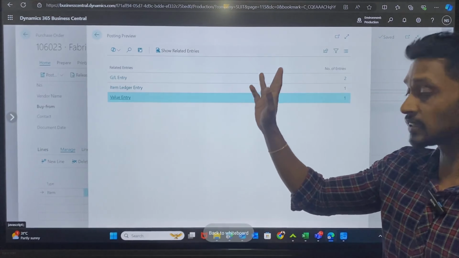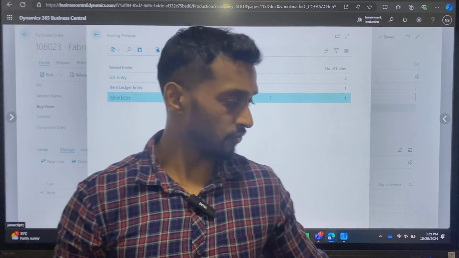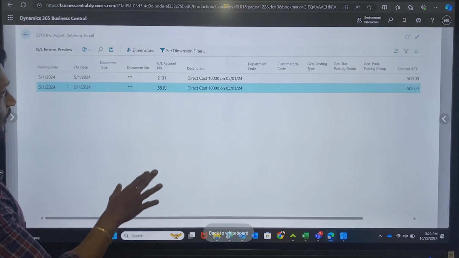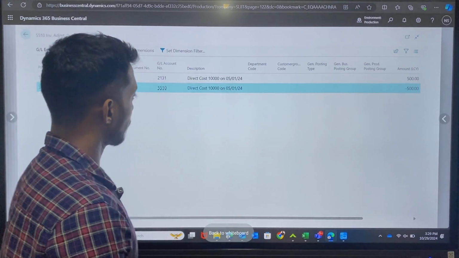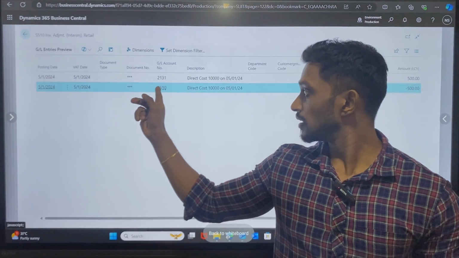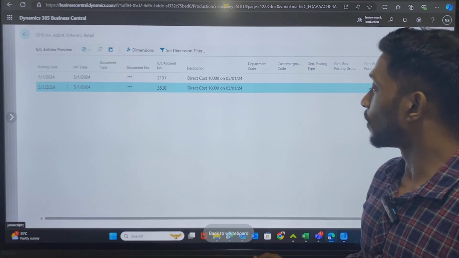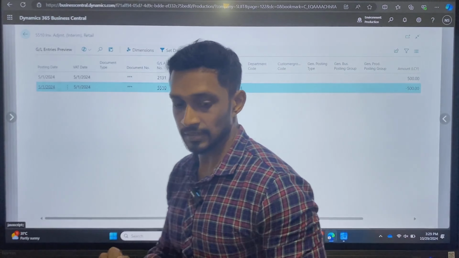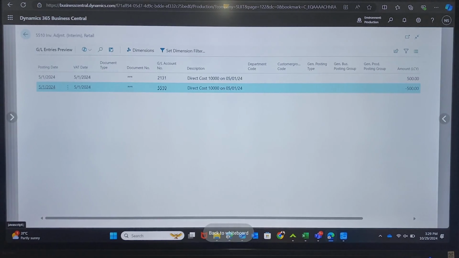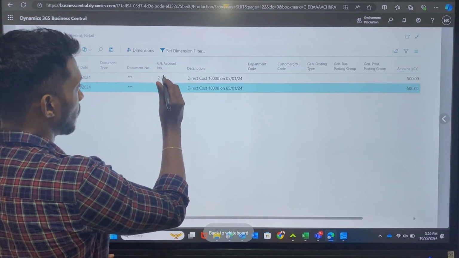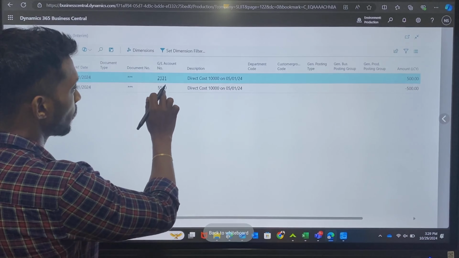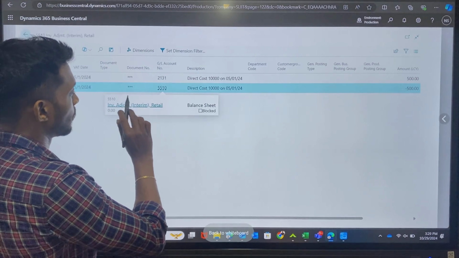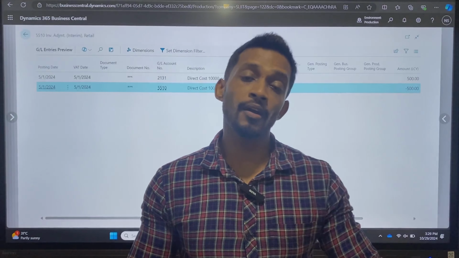When it comes to GL entries, the system provides 2 GL entries at the point of GRN receiving. If I click number 2, you can see this 2131 account as well as the 55010 account. This account gets credit and this account gets debit. How does it happen? This is a raw material interim account, and the 55010 account is the inventory adjustment account.